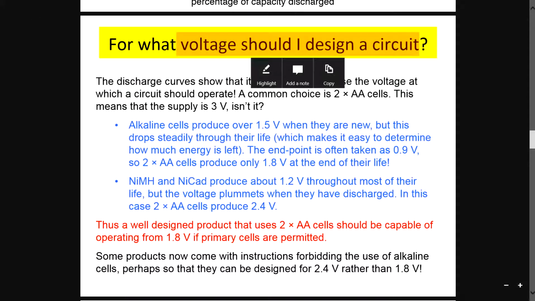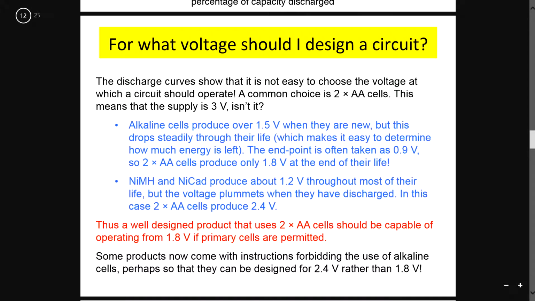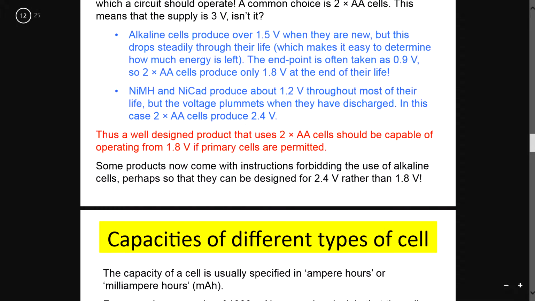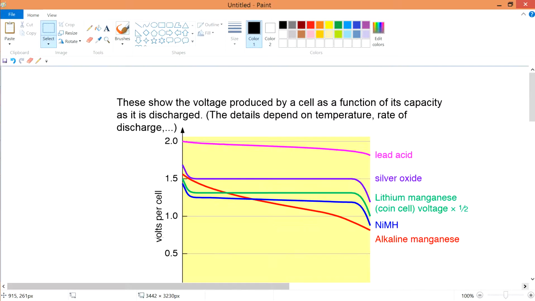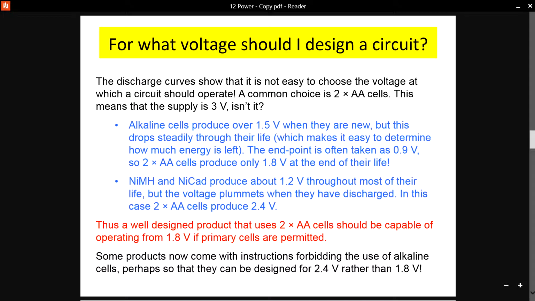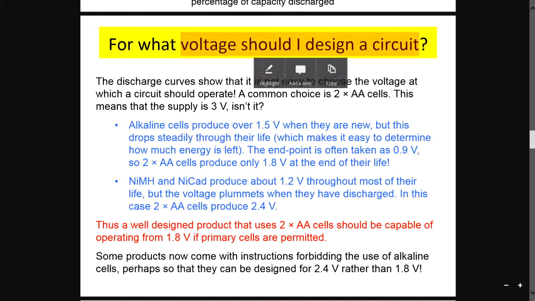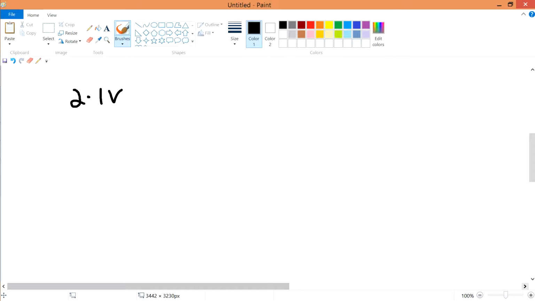You may want to read all this, but to a certain extent the meaning might not be quite clear, I think. So I would want to use an example to exhibit this meaning. The keyword is: for what voltage should I design a circuit? For example, if I design a circuit that is about 2.1 volt, then I will need to think about how many batteries I should put in.